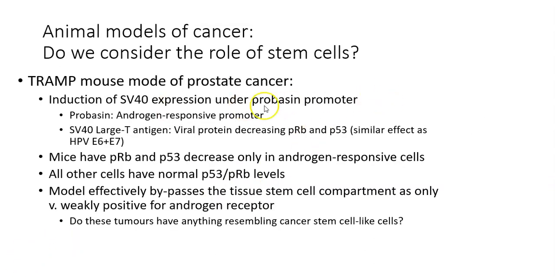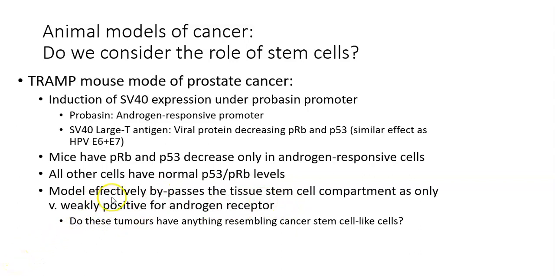So one model of prostate cancer is what we call the TRAMP mouse model, and this is the induction of SV40 under the expression of a probasin promoter, and this is an androgen responsive promoter expressed in certain primitive prostatic cells. And we know that SV40 large T antigen will decrease P53 and PRB levels in those cells. So this androgen responsive promoter, which is prostate specific, expresses SV40, which is going to deplete PRB and P53, and that should create tumours in the prostate only. And indeed, on this model, that is what happens. Mice have PRB and P53 decrease only in these androgen responsive cells, and they develop adenocarcinoma very reliably.